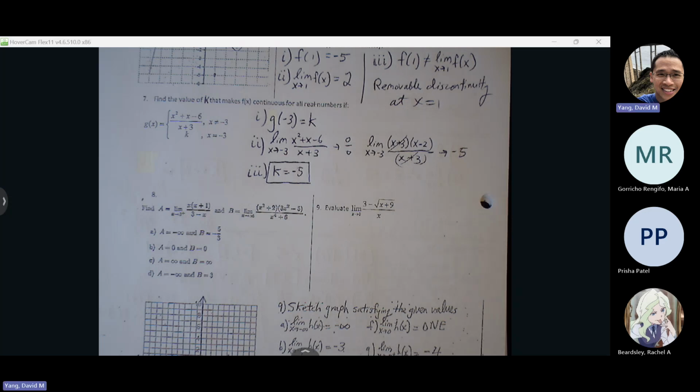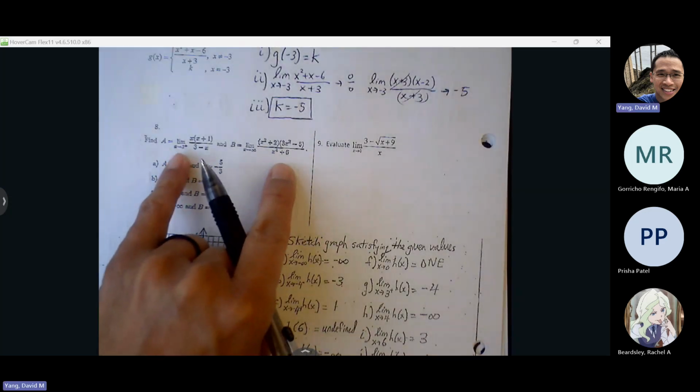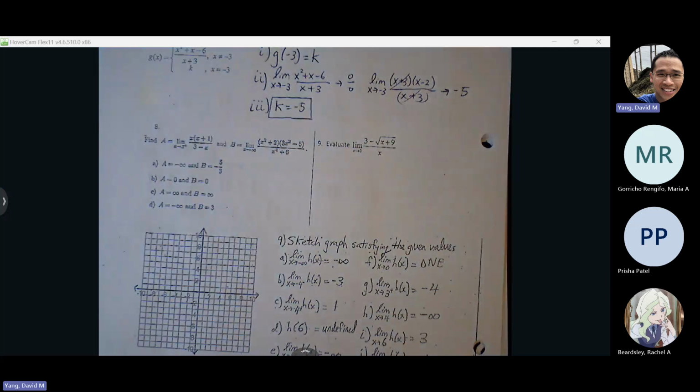All right, number 8. Number 8 is basically just like 2 separate problems. So we'll treat them like 2 separate problems here.